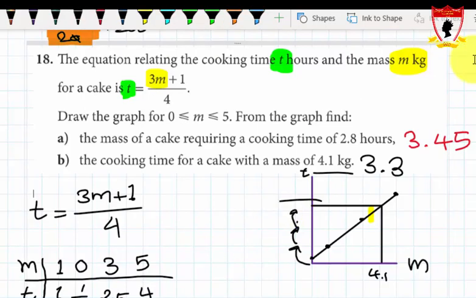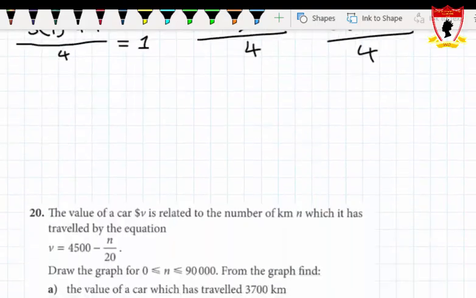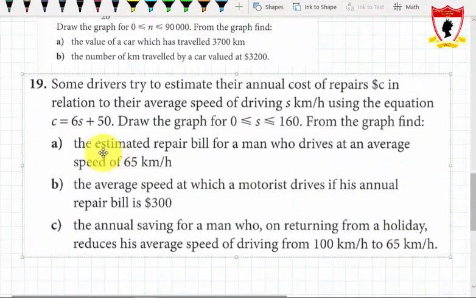Question 18 is done. Question 19. This is your task for this lesson.